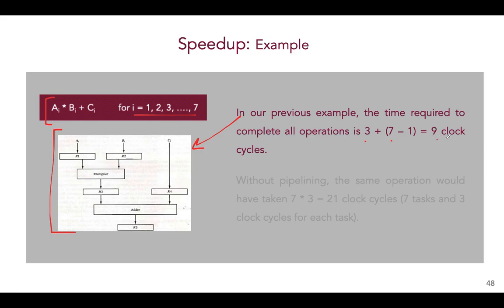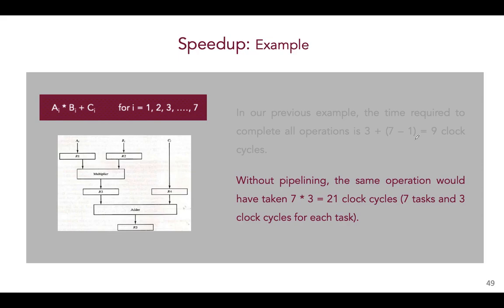And you can verify this again. When we were discussing this example in the previous video, we took a look at a table of register contents. You can pause this video, go back to the other one and take a look at it, and we have seen that it actually took 9 clock cycles. So again, you can either draw the space-time diagram, or you can simply use the formula. Now what's interesting to note here is that without pipelining, the same operation would have taken 7 times 3, that is 21 clock cycles. 7 tasks and 3 clock cycles for each task.